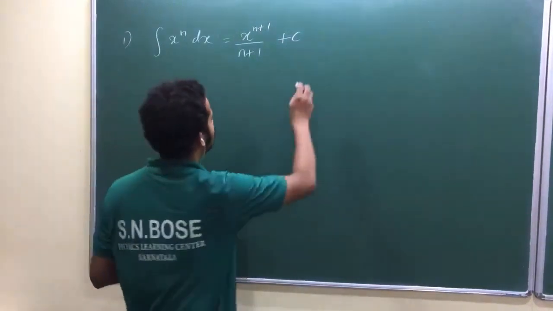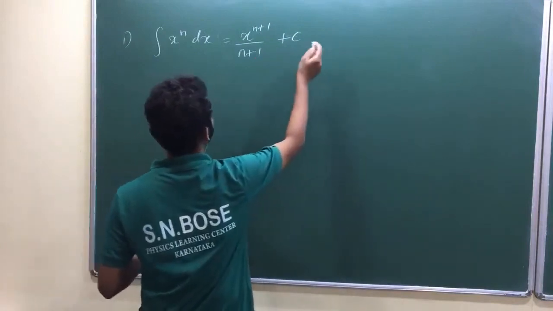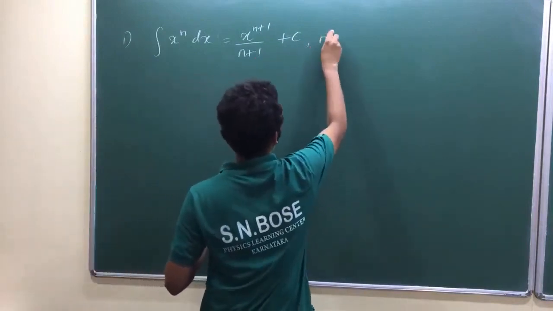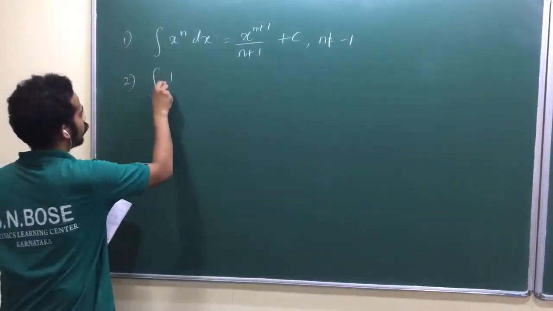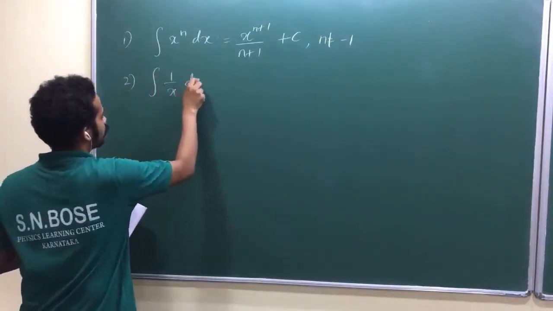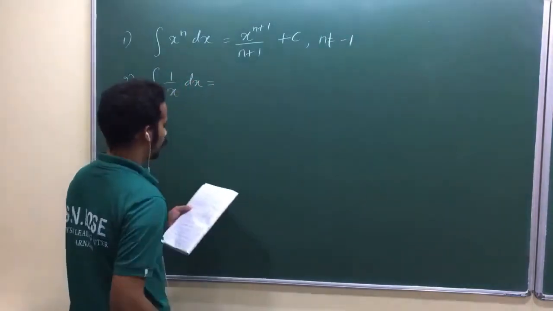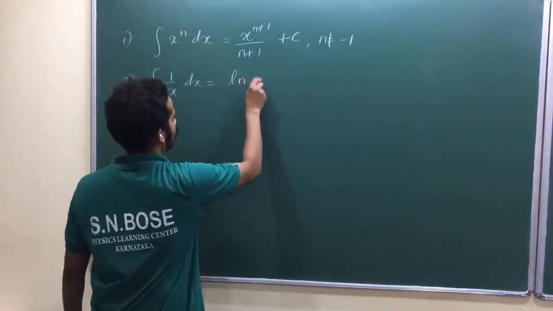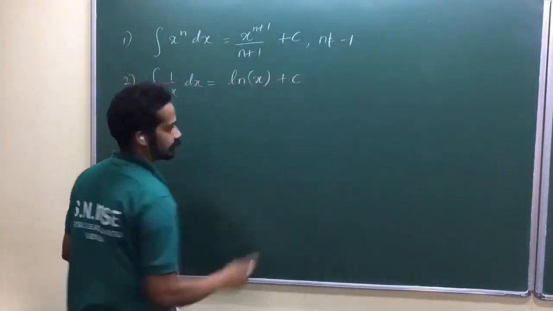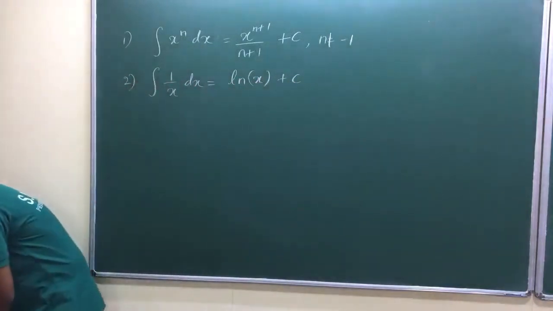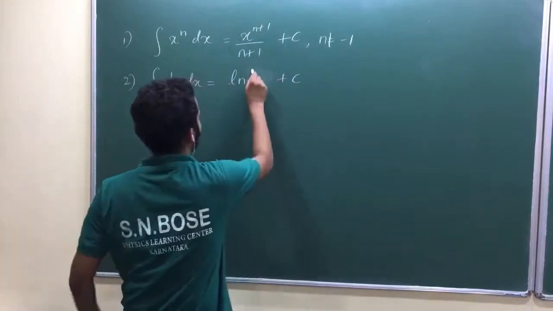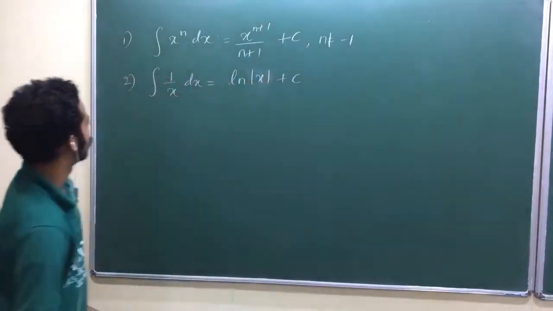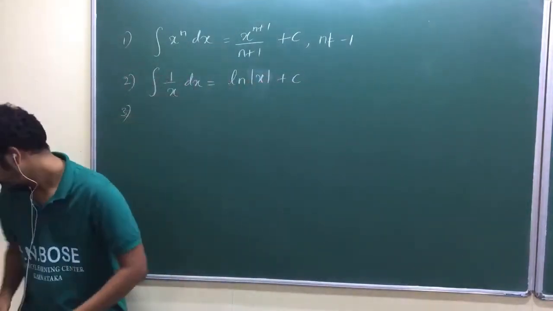But n should not be equal to minus 1. If n is equal to minus 1, that means integral of 1 by x dx is equal to log of x plus c. We better write log of mod x. Why? Log of a negative quantity is not defined. So log of mod x plus c. Is that okay?